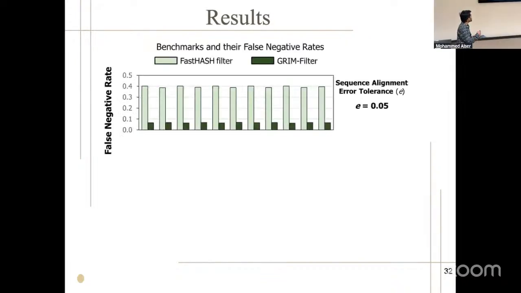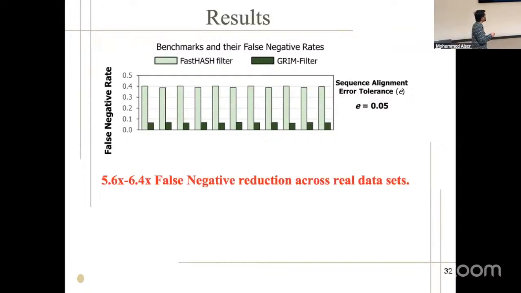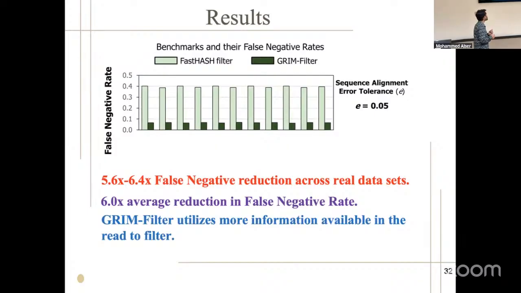Next, here we are showing the same false negative rate for error tolerance 0.05. We can see we are getting around 5.6 to 6.4 times reduction in false negative rate. On average, it is around 6 times reduction in false negative rate compared to the FastHASH filter. How does it get this? GRIM-Filter utilizes more information from the bins and reads. That's how it gets a 6 times lower false negative rate.